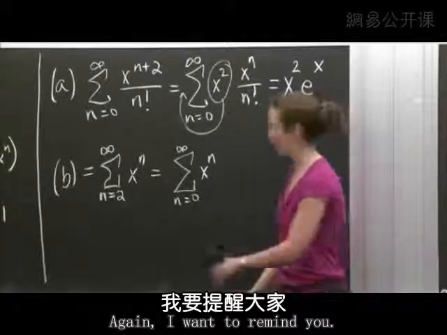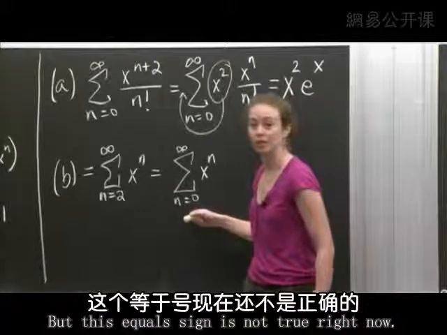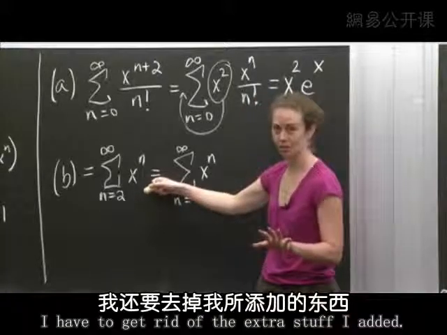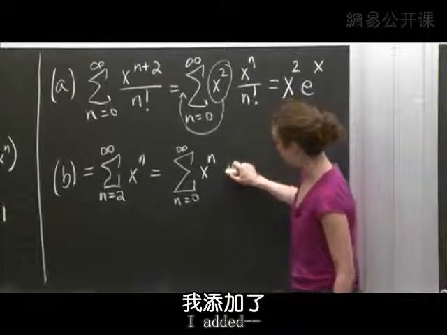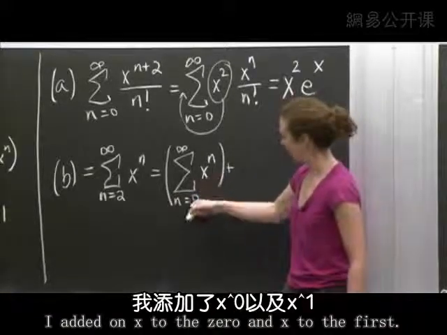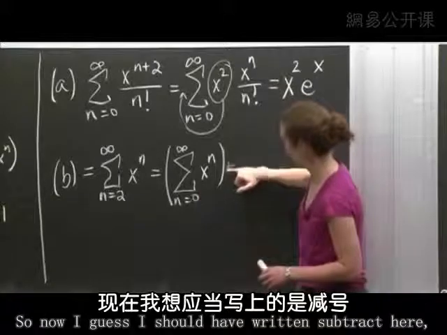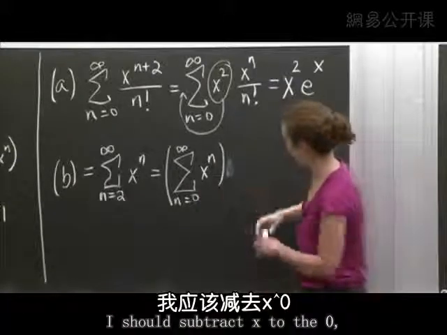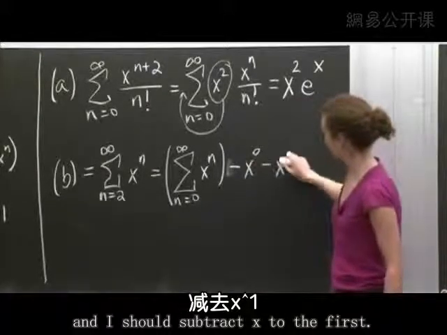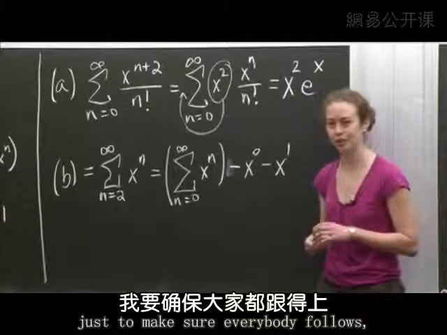Again, I want to remind you, why did I bother to write this thing at all? It's because this is a function we know. But this equal sign is not true right now, right? I have to get rid of the extra stuff I added. What did I add on? I added on x to the 0 and x to the first. So now I guess I should have written subtract here, right? I should subtract x to the 0, and I should subtract x to the first. I've already said it once, but just to make sure everybody follows, I'm going to say it one more time.